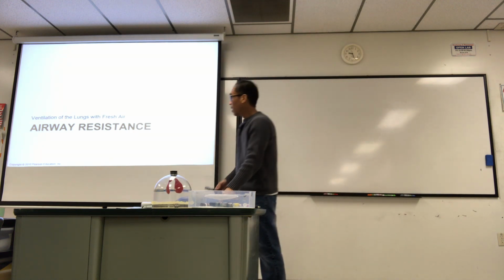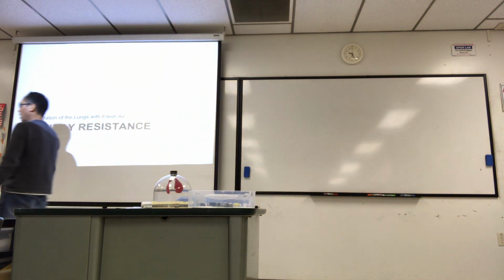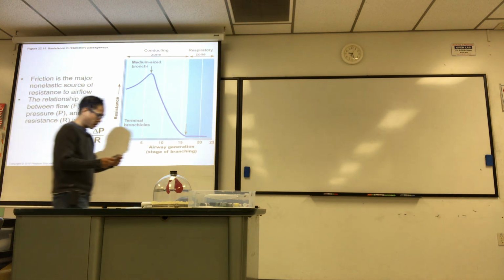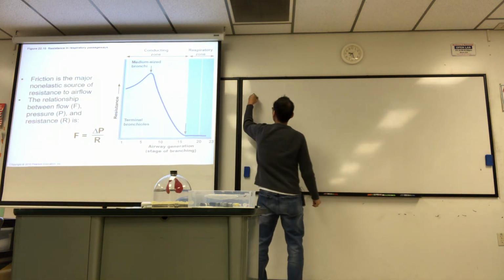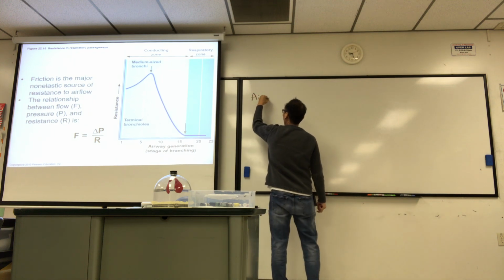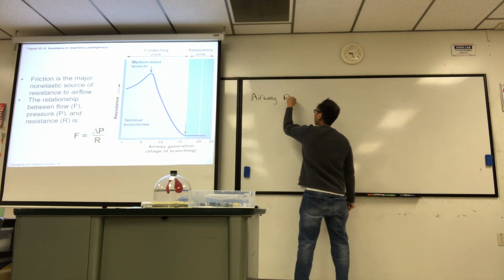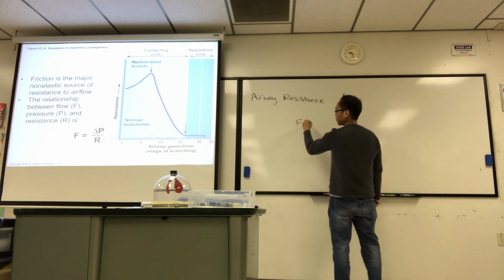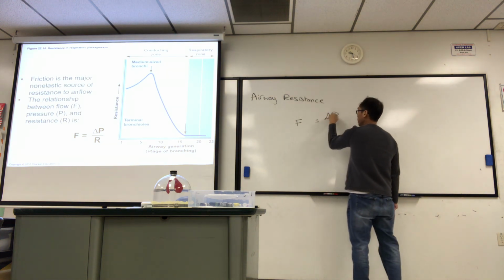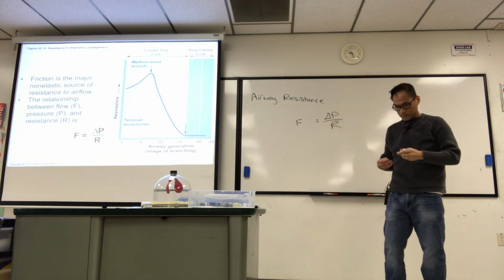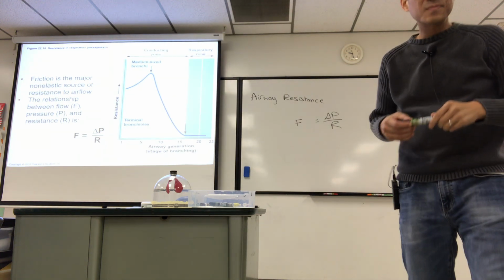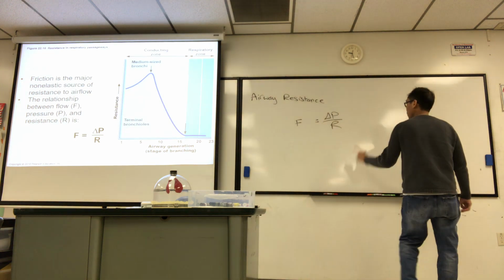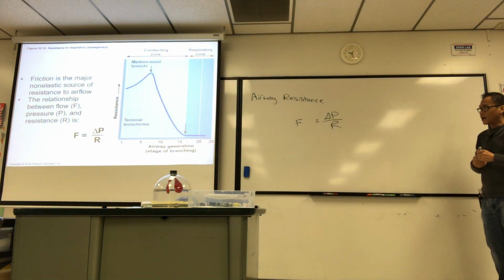I hurt my ears. All right, so the next topic is airway resistance. And we have a graph and this equation for you to understand. Let's talk about the equation first. Airflow, delta P, capital R resistance. So in our lecture, flow is now airflow.